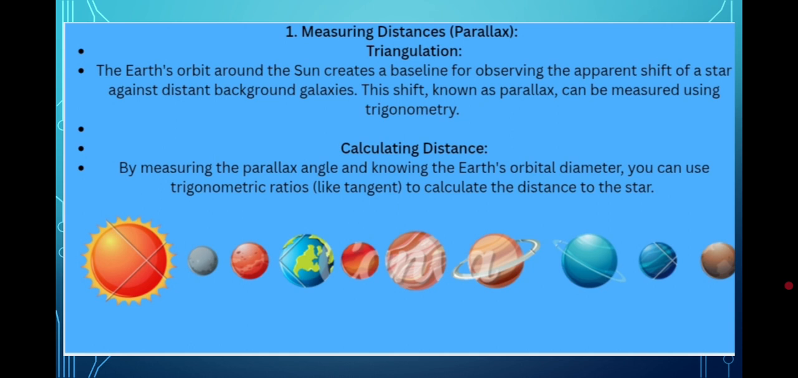If you look at the slide, you have to calculate the distance from the sun to Earth, sun to Jupiter, and Earth to Jupiter. To calculate the distances between all these planets, we have to use trigonometry.